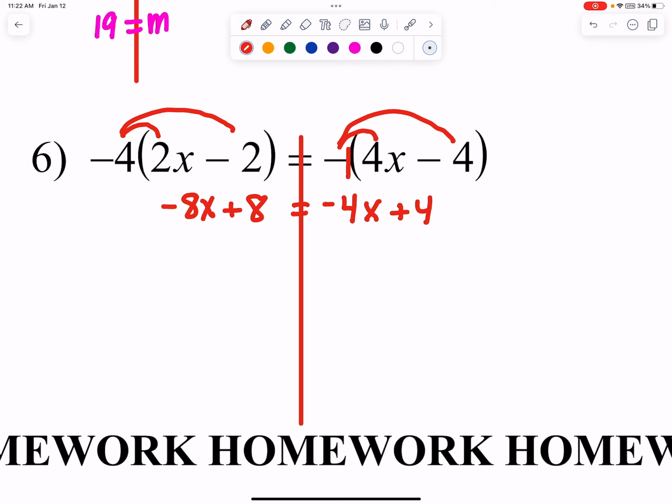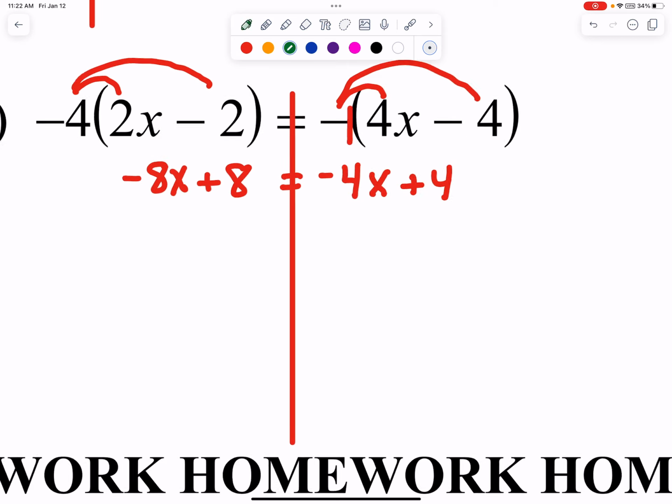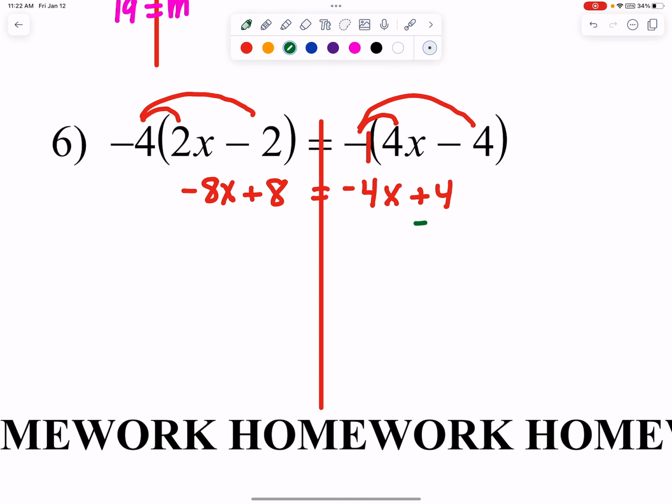All right, so now that I got rid of all the parentheses, now we can just start moving things around. Let's go ahead. I think I'm going to move this number first. So subtract 4, subtract 4. That goes away. Always do your rewrite. Keep it nice and organized. So we have a -8x equals, and don't forget about your equal signs.